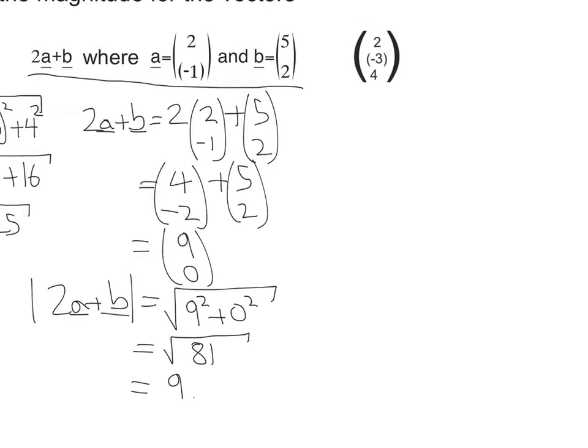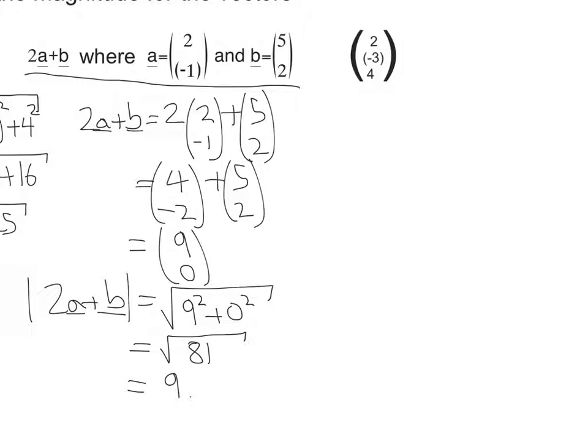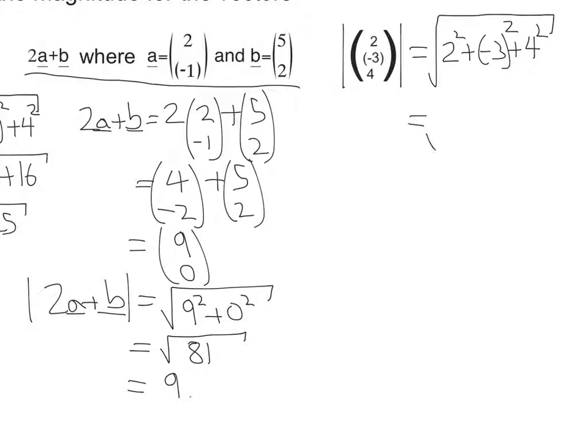Now, last one here is this one over here. 2, negative 3, and 4. So we have 3 components, but I still do the same thing. So to work out the magnitude of this here, I am going to do a big square root. I'm going to do each of the components squared and then add them all together. So 2 squared plus negative 3 squared plus 4 squared. So 2 squared is 4, negative 3 squared is 9, and 4 squared is 16. If I add those all together, I'm going to get root 29, and I leave it as that.